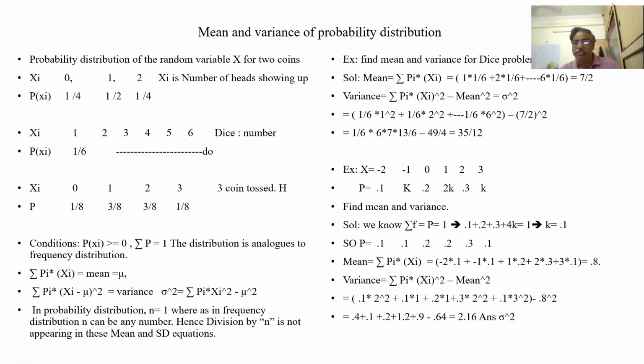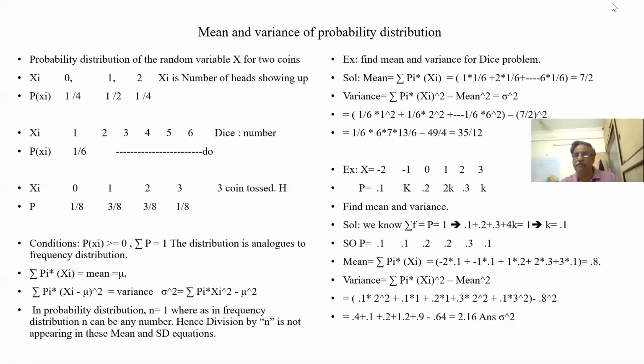Let us see some examples on mean and variance. Find the mean and variance for the dice problem. Dice is 1 by 6 for all of 1, 2, 3, up to 6. So sigma pi xi: 1 into 1 by 6 plus 2 into 1 by 6 plus 3 into 1 by 6, and so on. So this is 7 by 2. This is not 3, just see, it is 3.5.